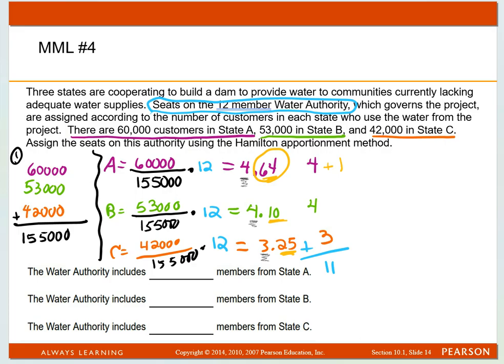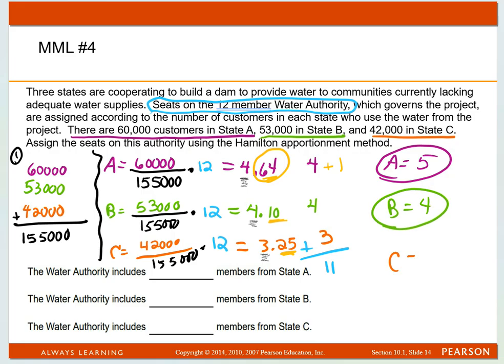So A is going to end up with 5, and B is going to end up with 4, and C is going to end up with 3. And when you do add these up, 5 and 4 and 3 does add up to 12, so I've apportioned them correctly. And of course, you'll put those answers in the boxes in MyMathLab. And that is number 4.